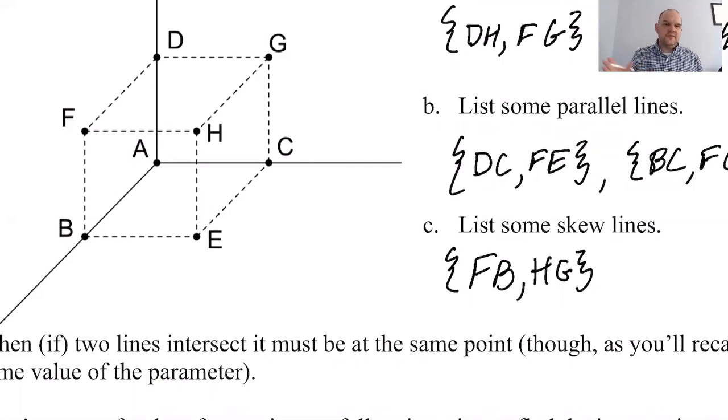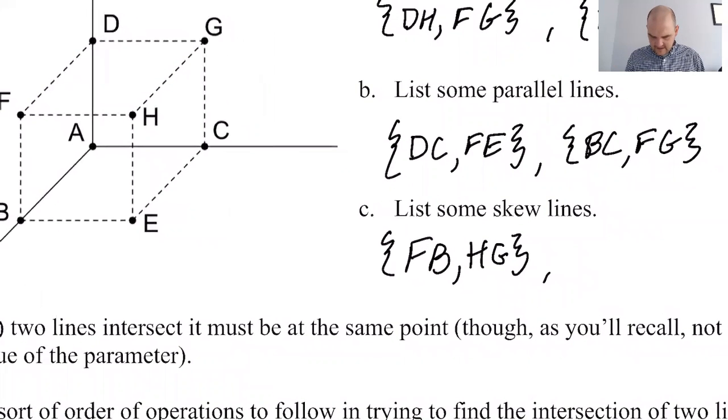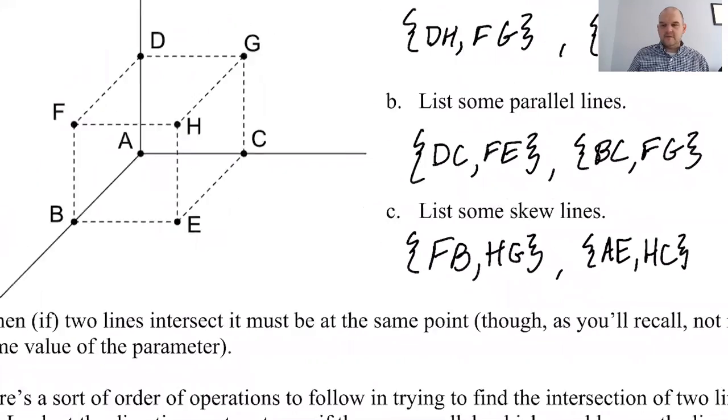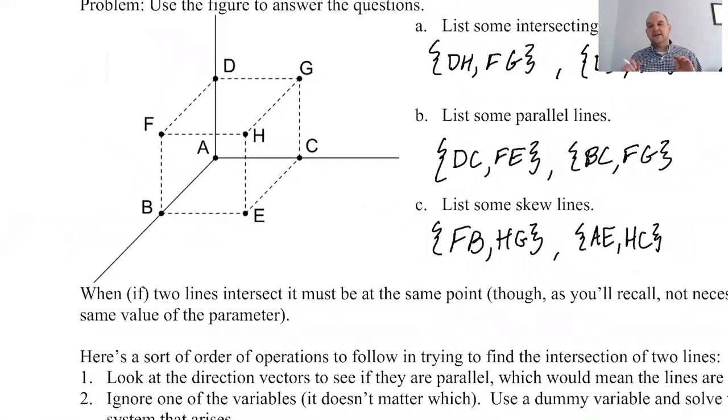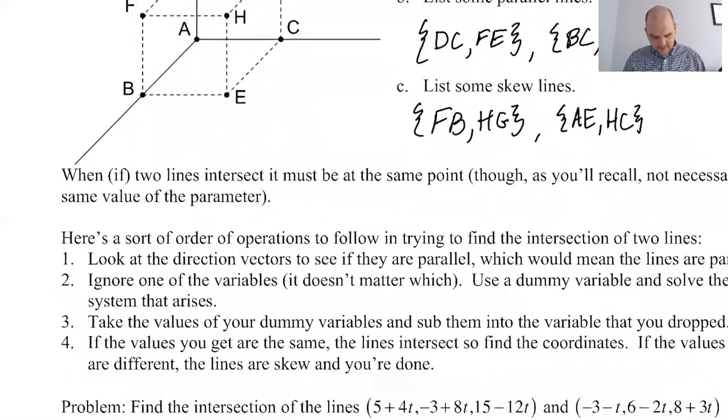All right, so let me do one more. I'm going to do AE, and you can basically randomly guess and you'll probably come up with one. AE and HC. Nice, easy letters. So these are skew. So you have intersecting, you have parallel, and you have skew. We want to be able to figure out when these things happen.